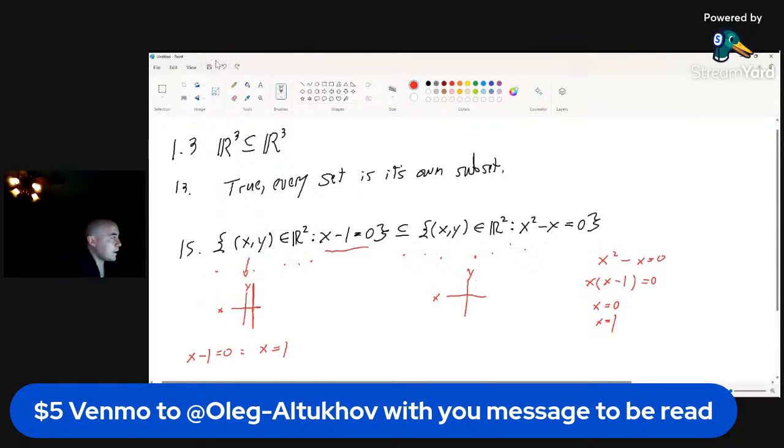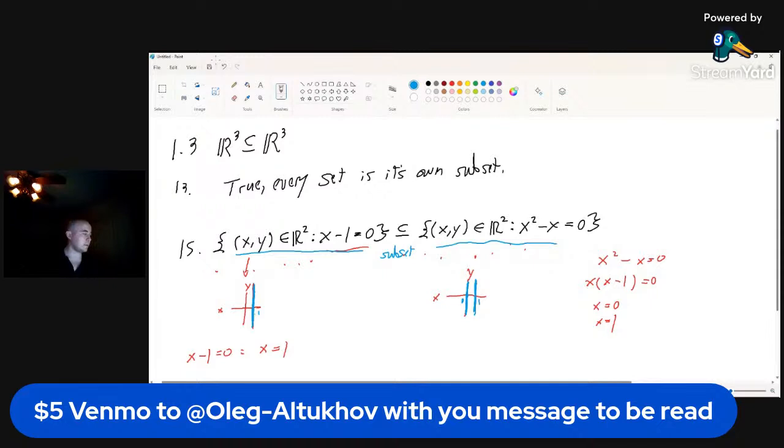So the answer now is that x is going to be 0, which is right here. So x is 0 and x is 1. Okay, this is going to be 1 and this is 0. Okay, and this is 1. Okay, there we go. So the question then is, is this a subset of this, right? Is it?